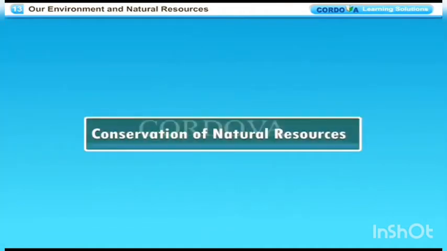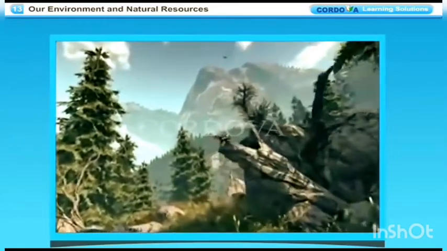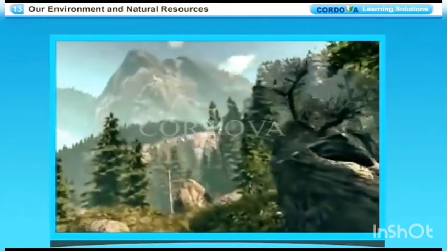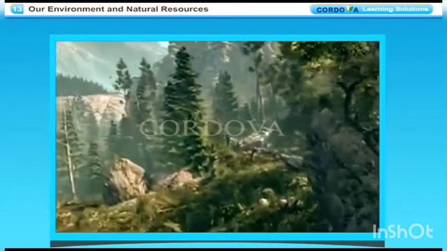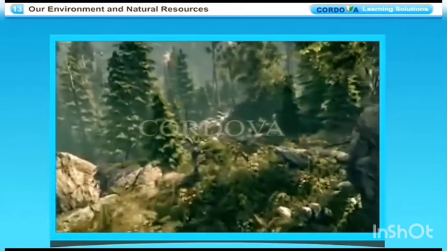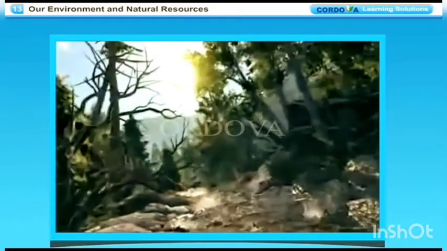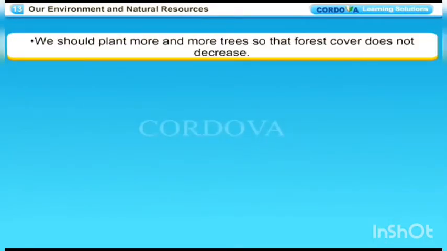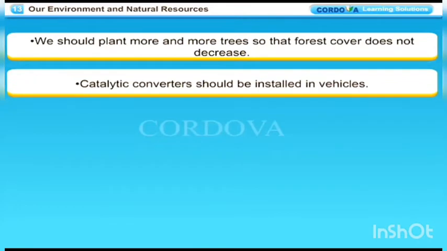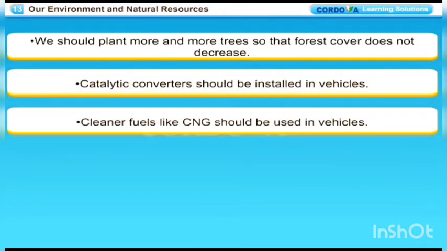Conservation of natural resources. Resources are vital for us. We totally depend on them for our survival. So, they need to be conserved. The wise and economic use of resources is called conservation. Some of the measures to conserve our natural resources are given below. We should plant more and more trees so that forest cover does not decrease. Catalytic converters should be installed in vehicles. Cleaner fuels like CNG should be used in vehicles.